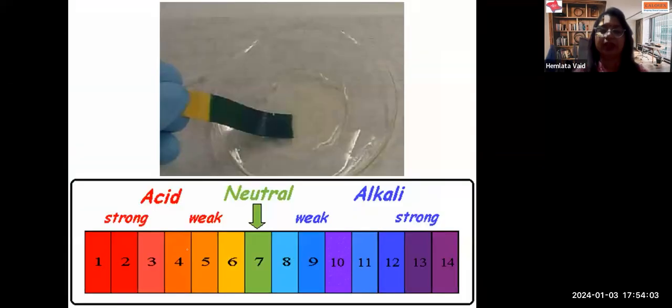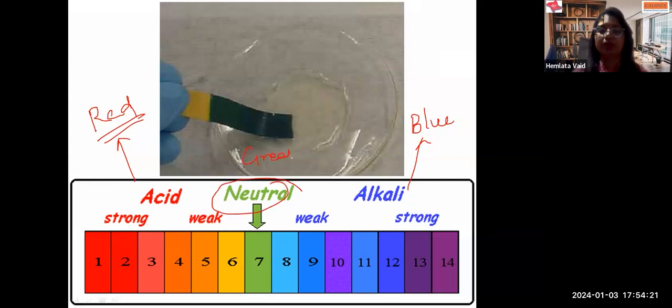You can see this another diagram. Acidic substances show red and shades of red. Basic substances show blue and shades of blue, and neutral substances show green color.